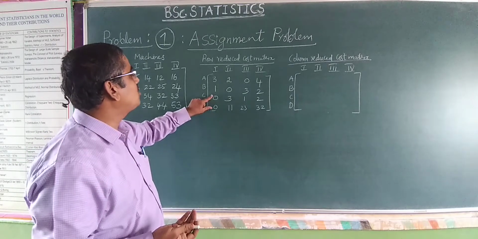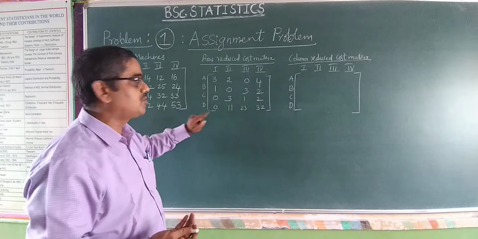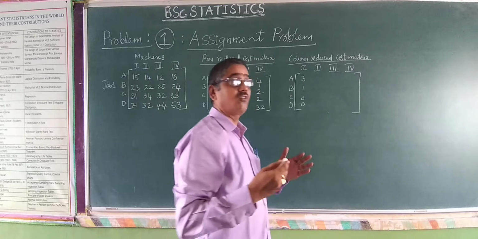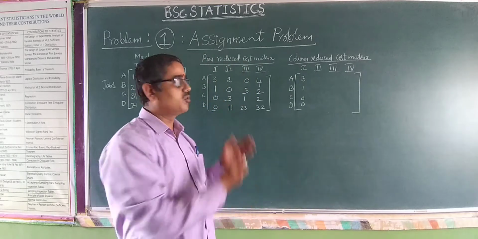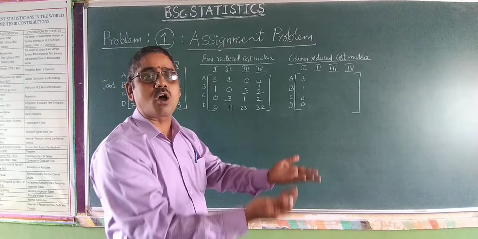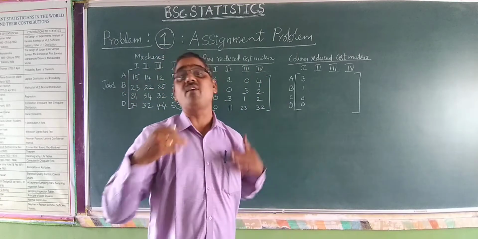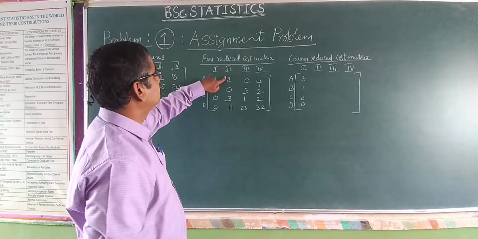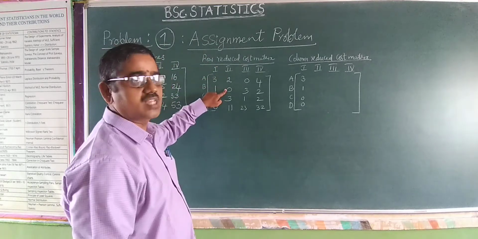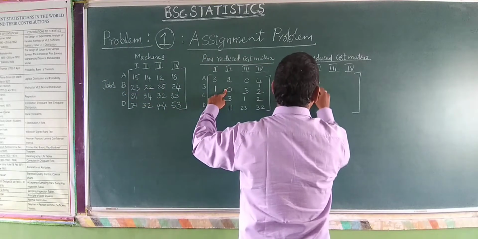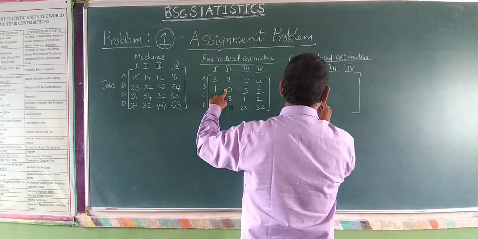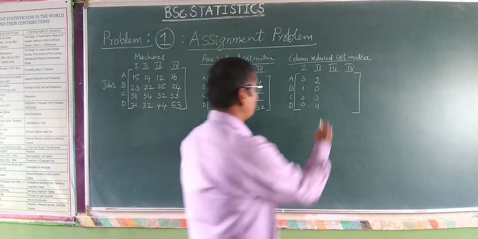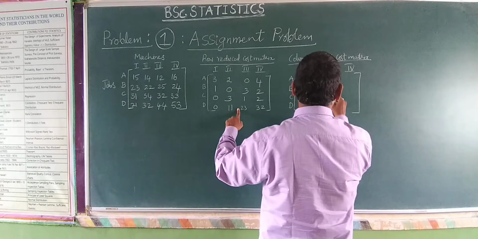Consider 0 and subtract from 3 minus 0, 1 minus 0, 0 minus 0, 0 minus 0. So therefore 3, 1, 0, 0. You see the way I am writing? When I am doing the rows, I am writing row wise. When I am doing the columns, I am writing column wise. That is very, very important. You should not confuse. Coming to the second column, 2, 0, 3, 11. 0 is the minimum, so you subtract it and get the same elements, 2, 0, 3, 11. Come to the next one. Again we have 0. 0, 3, 1, 23. So therefore the same, 0, 3, 1, 23.